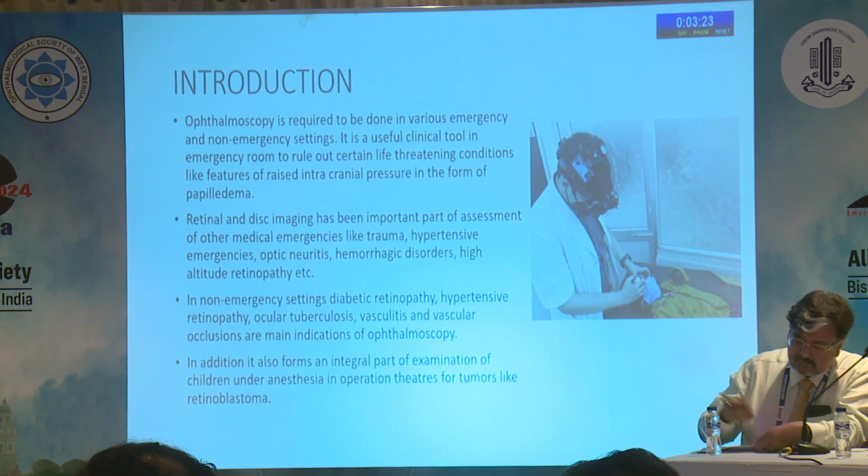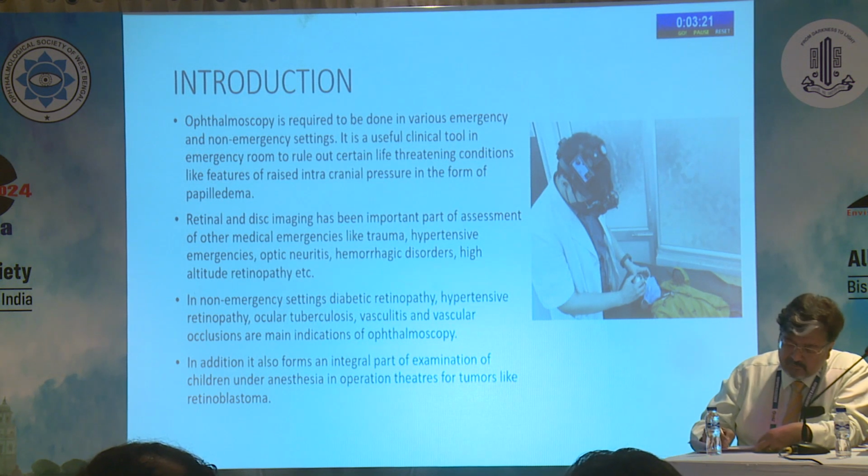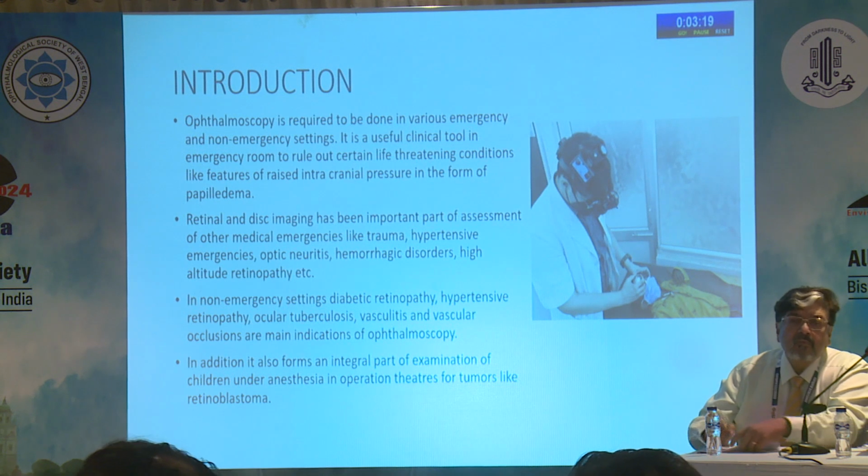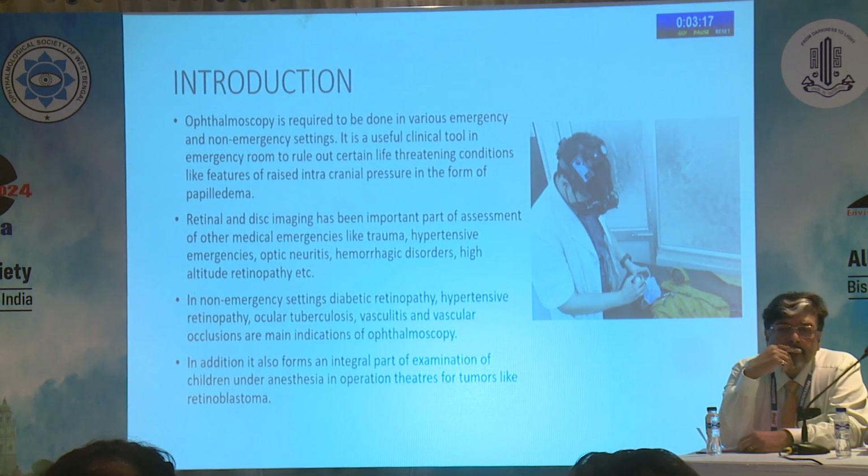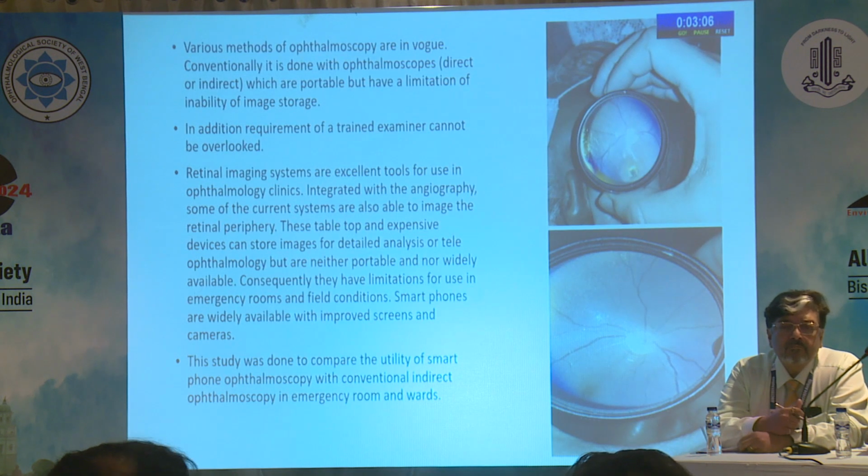In non-emergency settings, diabetic retinopathy, hypertensive retinopathy, ocular tuberculosis, and various ocular vascular occlusions are the main indicators of ophthalmoscopy. In addition, it also forms an integral part of examination of children under anesthesia in operation theaters for tumors like retinoblastoma. Various methods of ophthalmoscopy are there. Conventionally, it is done with ophthalmoscopes, direct or indirect, which are portable but have the limitation of no image storage. In addition, the requirement of a trained examiner cannot be overlooked.